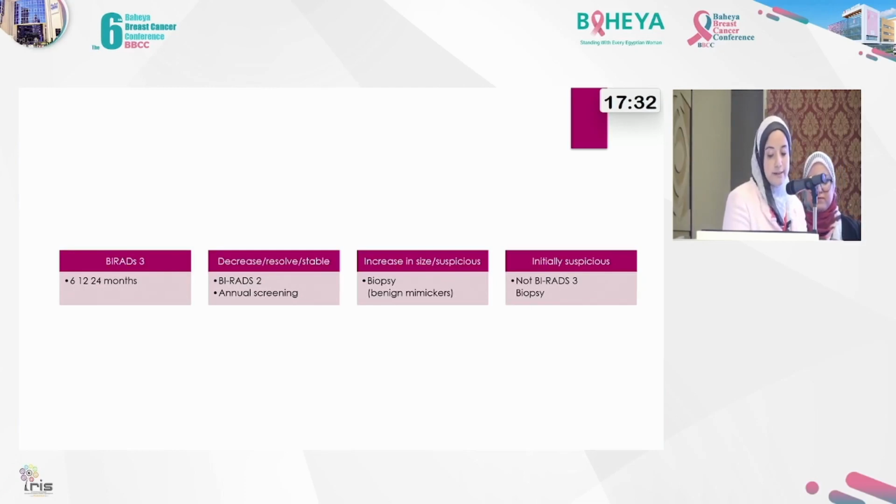However, for an increase in size or any suspicious finding that we encounter in the follow-up, especially an irregular margin, an increase in size, or increased vascularity, a biopsy should be performed, keeping in mind that there are some benign mimickers, including medullary and mucinous carcinomas, and fibroadenoma that may have atypical features, so this should be resolved by biopsy. If the lesion is initially suspicious, and any of the previous findings are found on the initial imaging, a BI-RADS 3 should not be given, and biopsy should then be performed. Thank you.